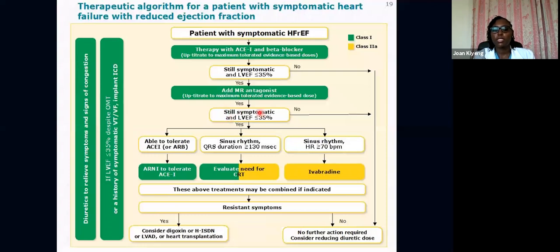And if they're still symptomatic, and they're in sinus rhythm, and the QRS is very prolonged, you can consider what you call cardiac resynchronization therapy. This might be too high for you guys, but I know these are part of the advanced heart failure therapies. And if their heart rate is elevated while you are on your maximum dose, you're supposed to titrate these drugs to the maximum, you can add what we call ivabradine, part of the new medications that have come. And if they have resistant symptoms, you have your digoxin. I know some of you start digoxin as the first drug.